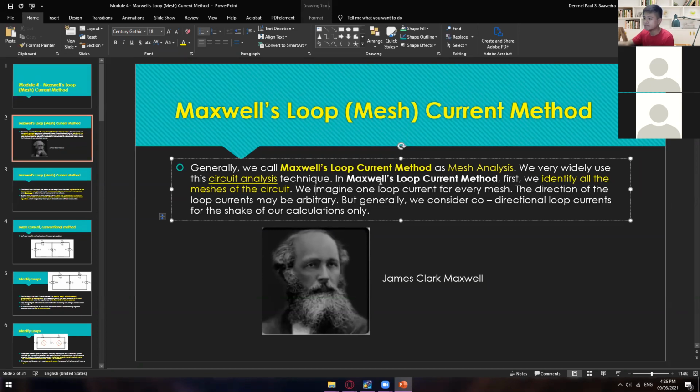In the Maxwell loop current method, we identify all the meshes of the circuit. That's why it's called mesh. We are the ones who assume the flow of current. How does it work, or where will the currents go? Imagine one loop current for every mesh, and the direction of the loop currents may be arbitrary. But generally, we consider co-directional loop currents for the sake of our calculations only.